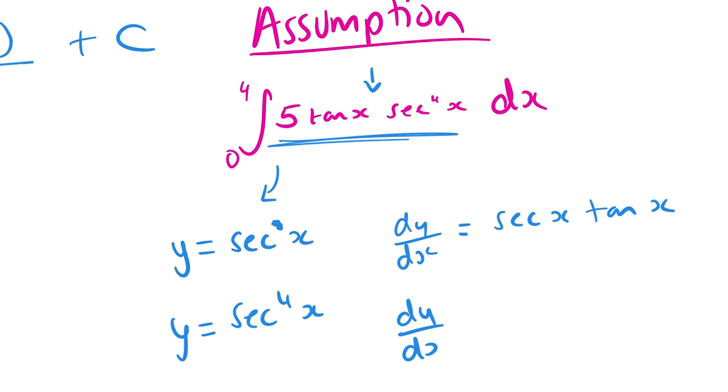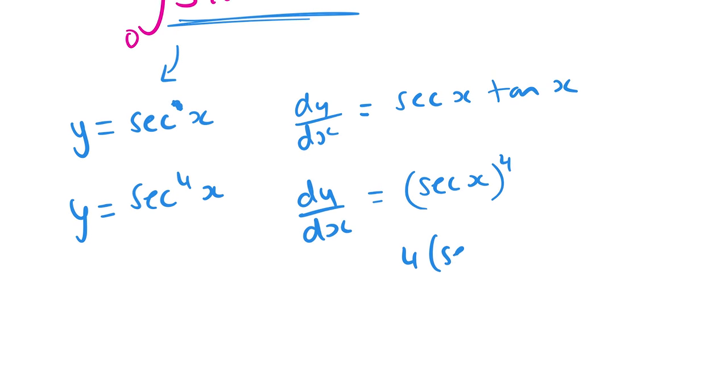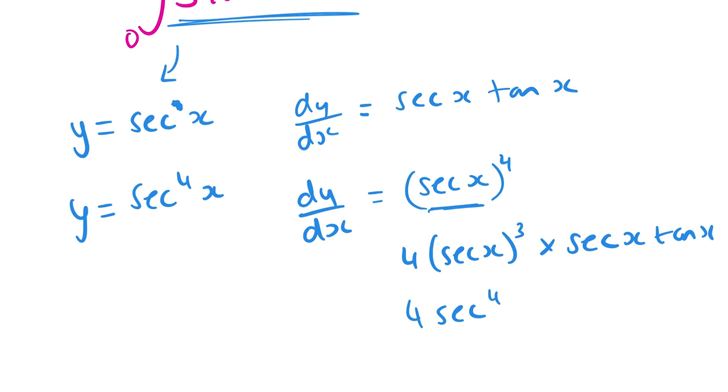A differential of sec to the power of 4x is essentially, this is sec x to the power of 4, right? So I bring the power down, 4 lots of sec x to the power of 3, and I multiply this by the differential of sec x. The differential of sec x is given to me in the formula book. I get my sec x tan x, so I get 4 sec to the power of 4x tan x, okay?